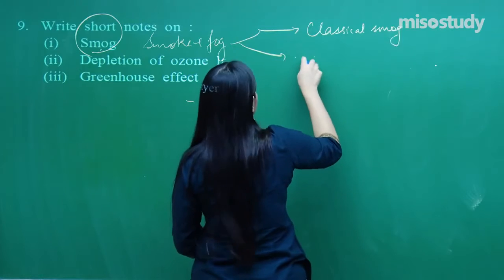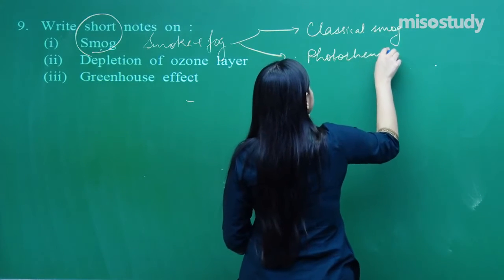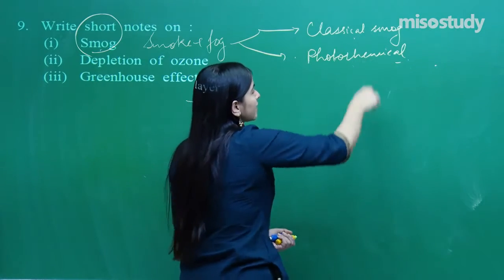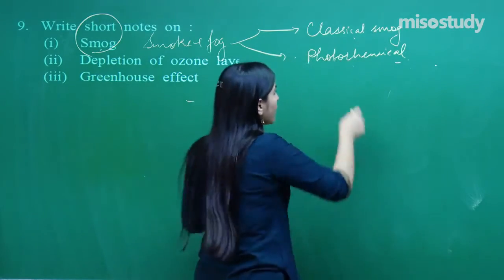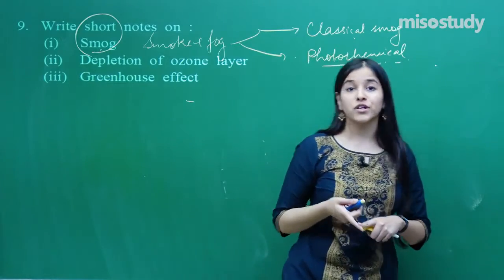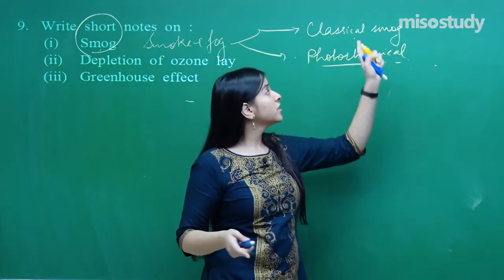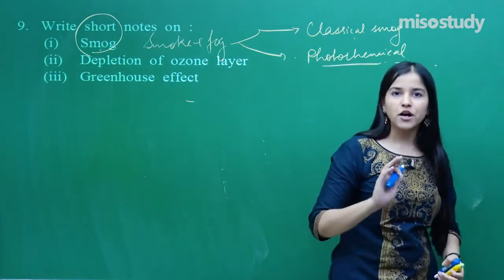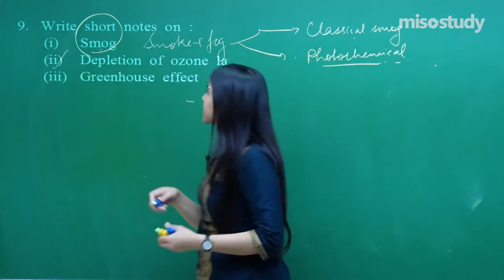The next one is photochemical smog, right? So one is the reducing smog, the other one is oxidizing smog. Classical smog is a mixture of smoke, fog plus sulfur dioxide, whereas the photochemical smog has nitrous oxides and unburnt hydrocarbons, right? And you can also mention how it is formed. You can also mention the drawbacks of this classical smog, and that is how you need to go on. Next one, depletion of the ozone layer.